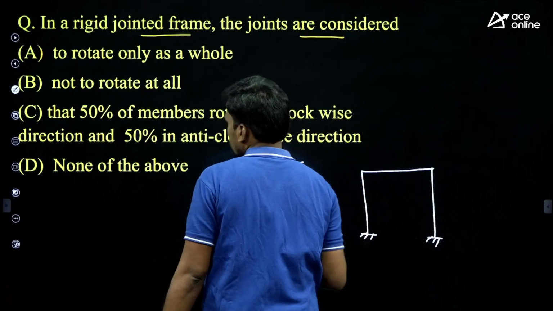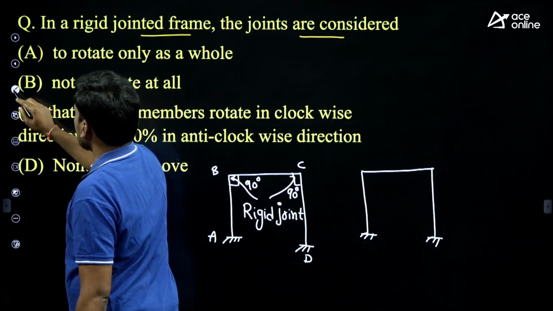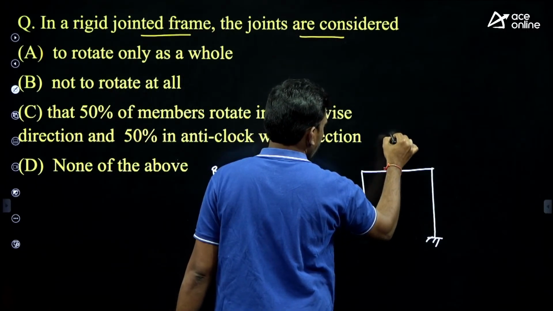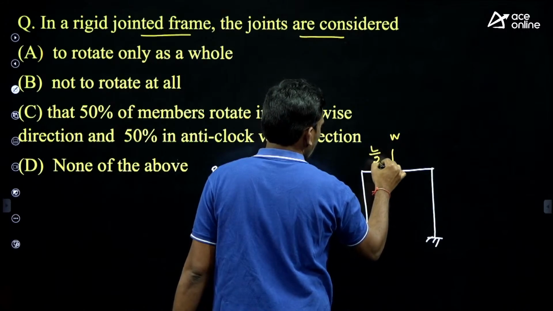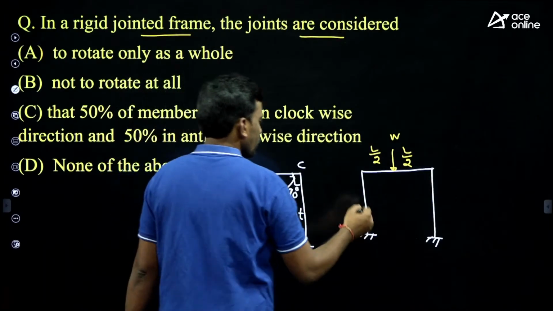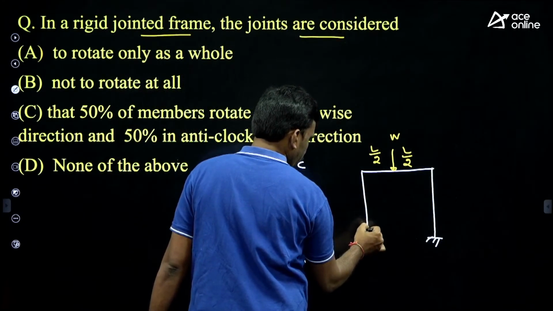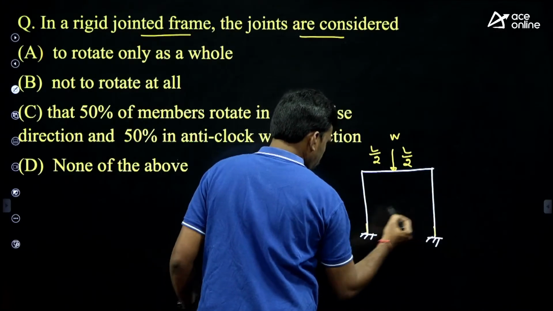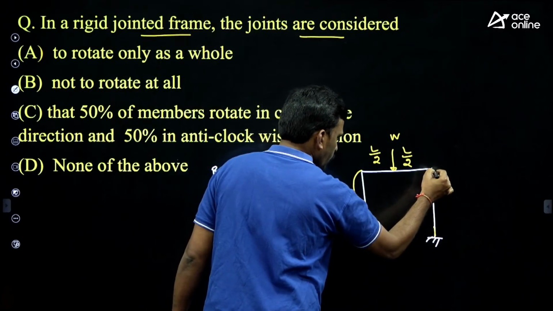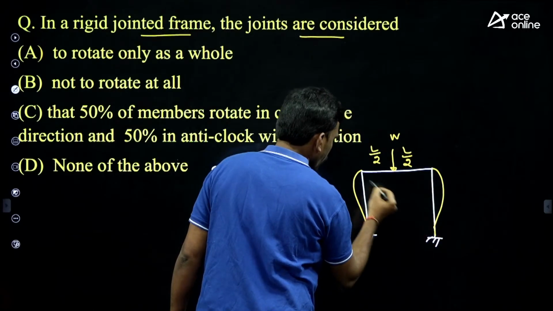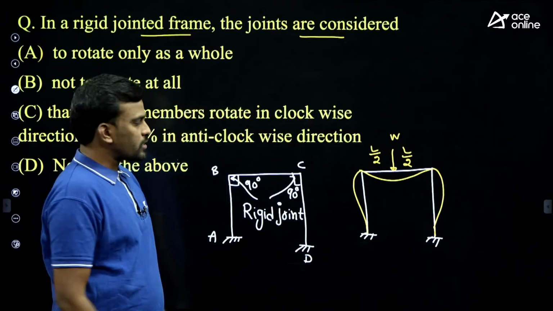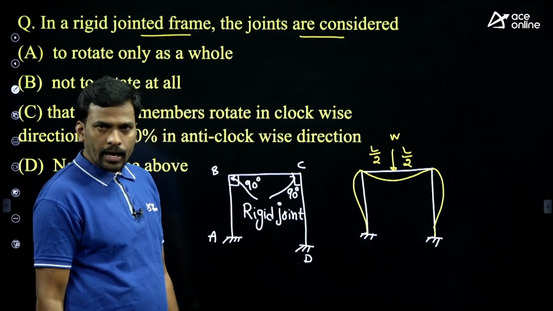Now, if we apply the load, for example exactly at the center, W, with L by 2 on each side, then how will it deflect? The slope at the fixed support is 0, so it will deflect like this. This is called the deflected curve, also called the elastic curve.